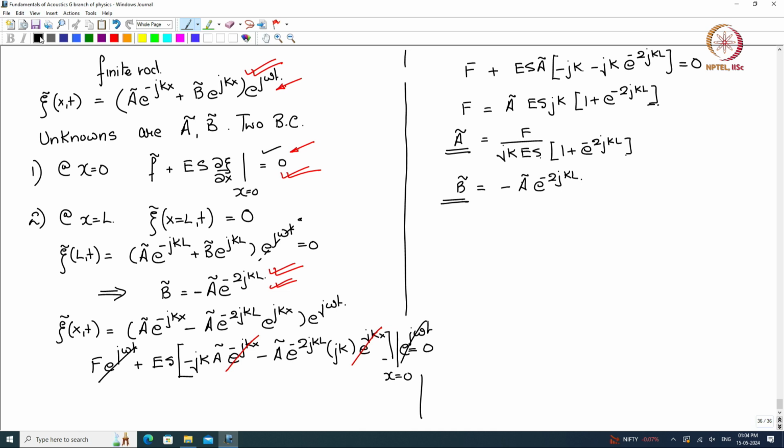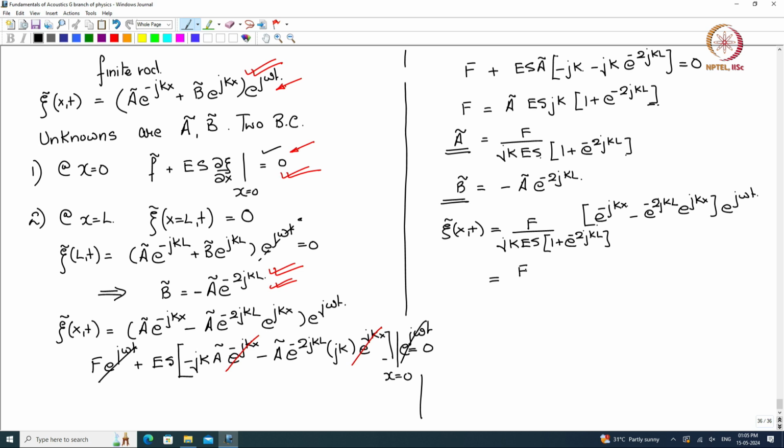Okay. So let us put it together. I have xi is equal to, a happens to be common, so I will put a outside: F by j k E S (1 plus e to the power of minus 2 j k l), and inside I have e to the power of minus j k x and minus e to the power of minus 2 j k l e to the power of j k x, e to the power of j omega t. Okay. So now do some juggling here.